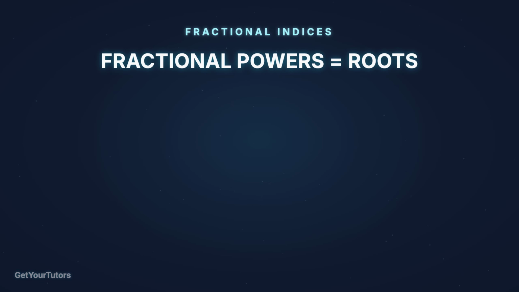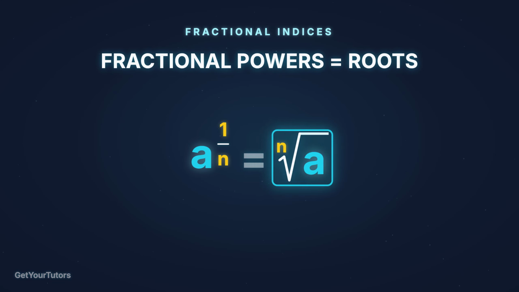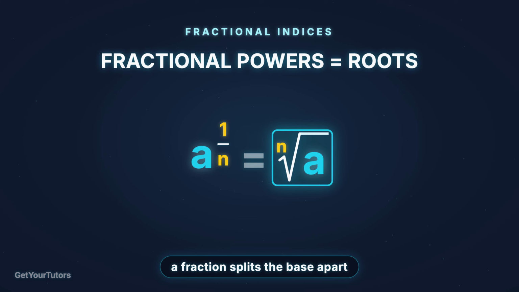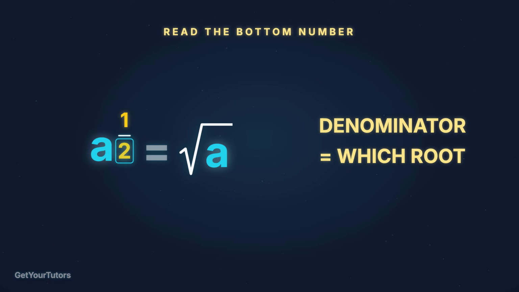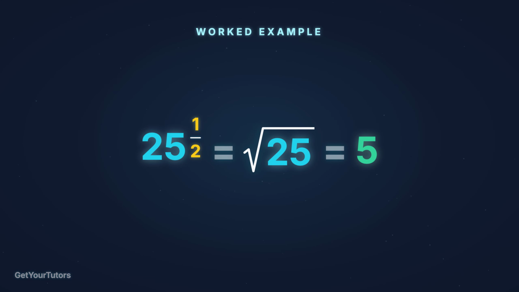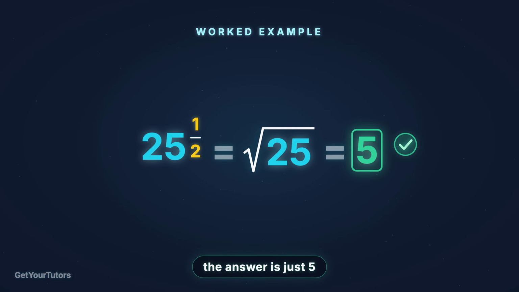Now for fractional indices. Squeezing a base into a tiny fraction transforms it into a mathematical root. It splits the alien into pieces. The denominator tells you exactly which root to take. A power of 1/2 simply means the square root of the base number. 25 to the power of 1/2 is just the square root of 25. The exact simplified answer is just 5.